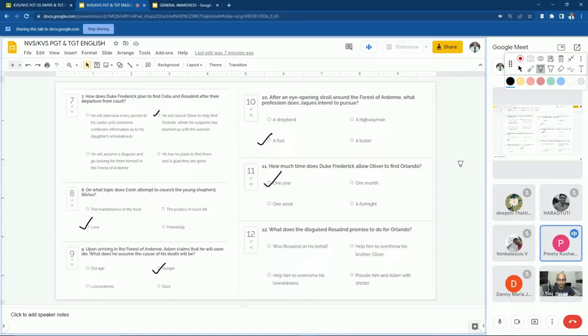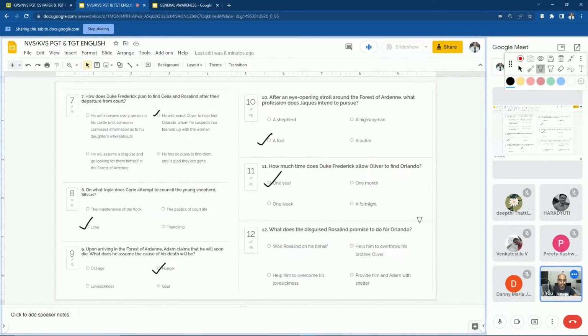What does the disguised Rosalind promise to do for Orlando? Woo Rosalind on his behalf, help him to overthrow his brother Oliver, help him to overcome his love sickness, provide him and Adam with shelter. She promises something to Orlando. That's why Orlando regularly takes tuition from Rosalind, who is in disguise as Ganymede. Yes, and she also falls in love with him, right, sir?